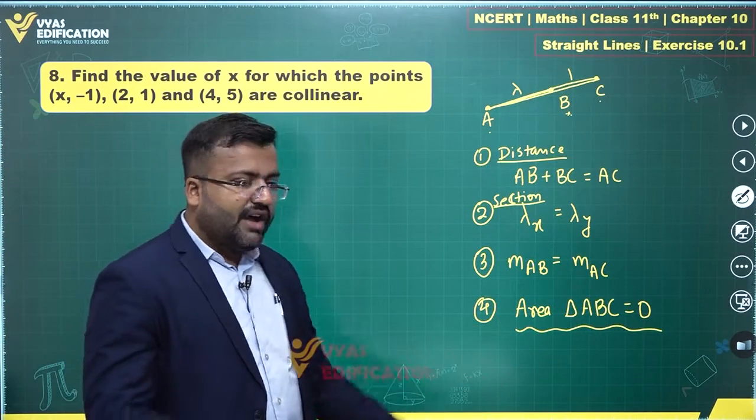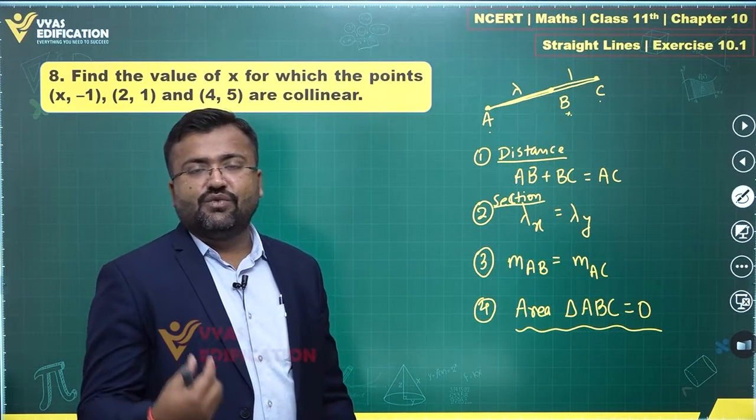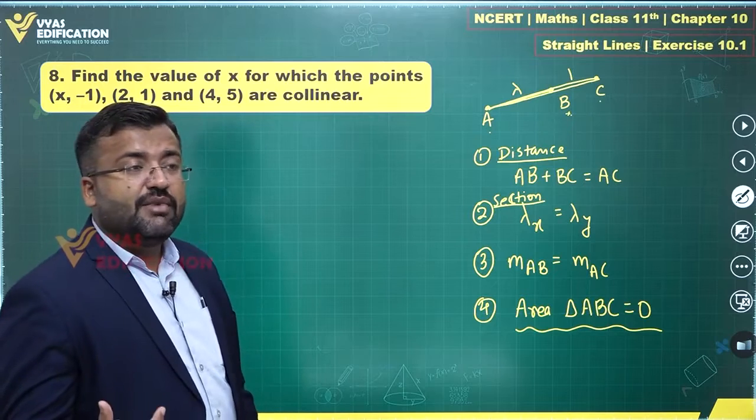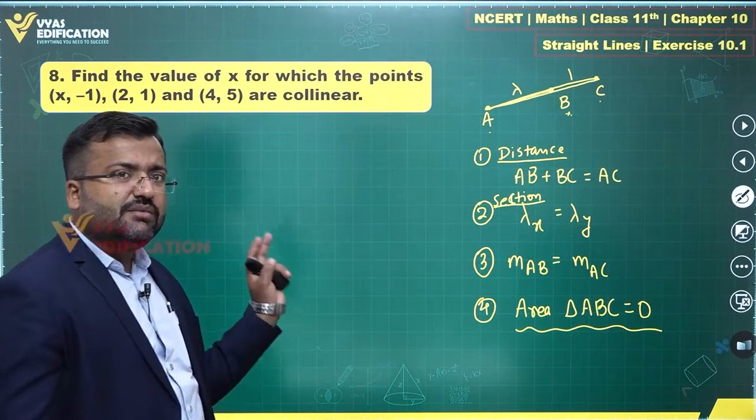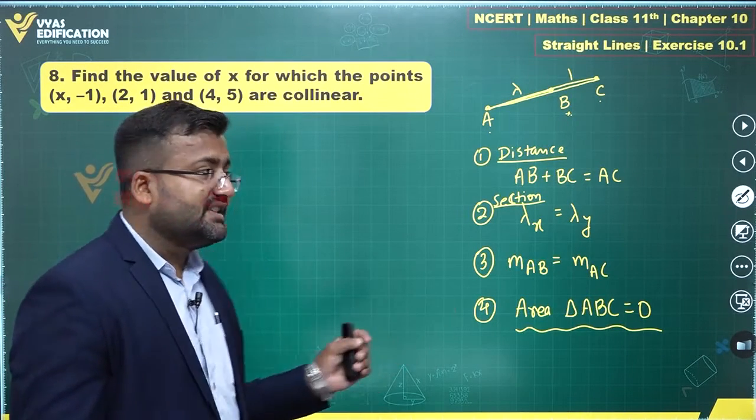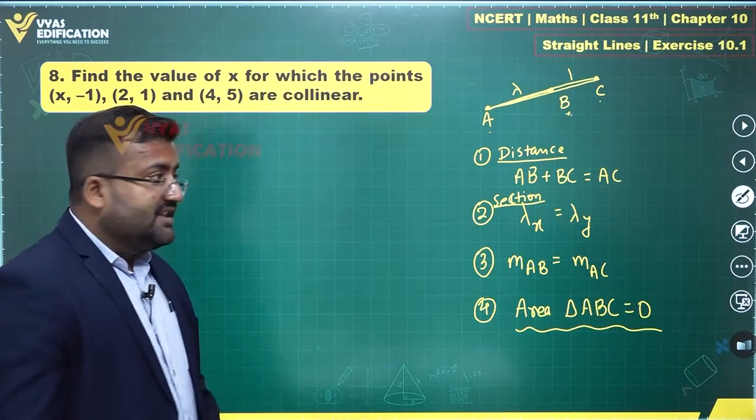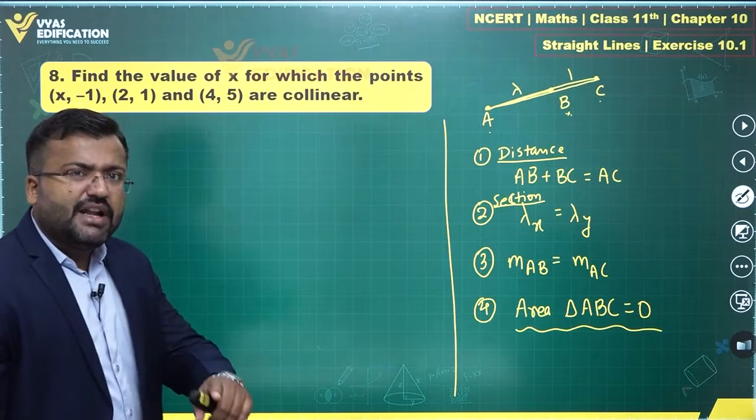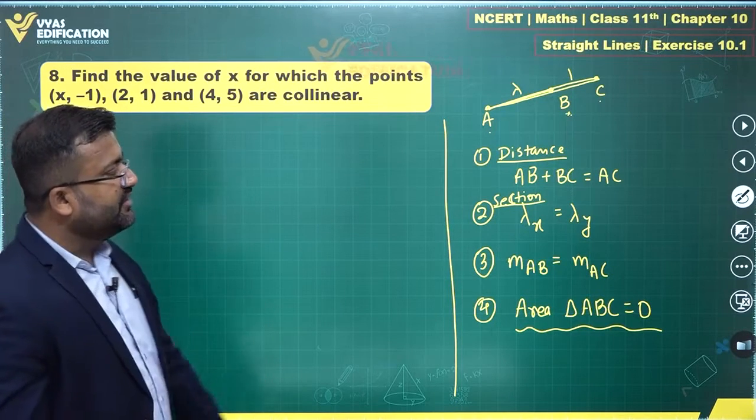And for area, you have x1 times (y2 minus y3) plus x2 times (y3 minus y1) plus x3 times (y1 minus y2), the formula which you have seen some questions back, right? In the first question of this exercise, we have revised that formula, right? So any of these approaches can be used, but here we'll be using which of these approaches.